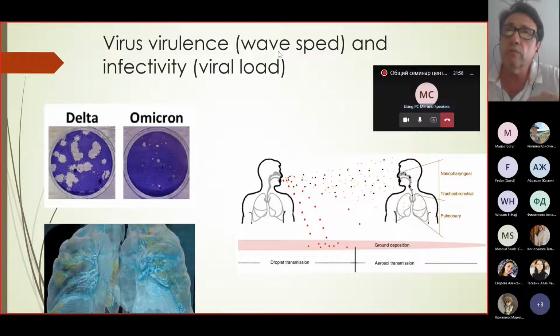So everything becomes related. We determine the wave speed in the mathematical model, and this wave speed determines virus virulence. Another important characterization is viral load. Also, we can determine viral load in the mathematical model. And why is it important? Because viral load in the upper respiratory tract, you see here, determines the infectivity of this virus, how fast this infection is transmitted from infected to uninfected individuals. So these two most important characterizations of viral infection, virus virulence and virus infectivity, we determine in the mathematical model.